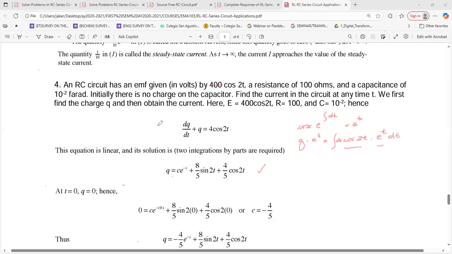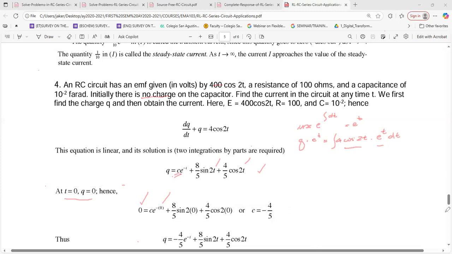Now, it says here that initially there is no charge in the capacitor. So meaning your Q is equal to 0. So it says here at time equal to 0, Q is equal to 0. So you just substitute Q equal to 0 and time equal to 0 here, here, and in here. So the time there will be 0, as you can see. Sine of 0 is 0, cosine of 0 is 1, and C here will be multiplied simply to 1. So after you have done the mathematics in this side, you'll know that the constant C here that appears in here is negative 4 over 5.